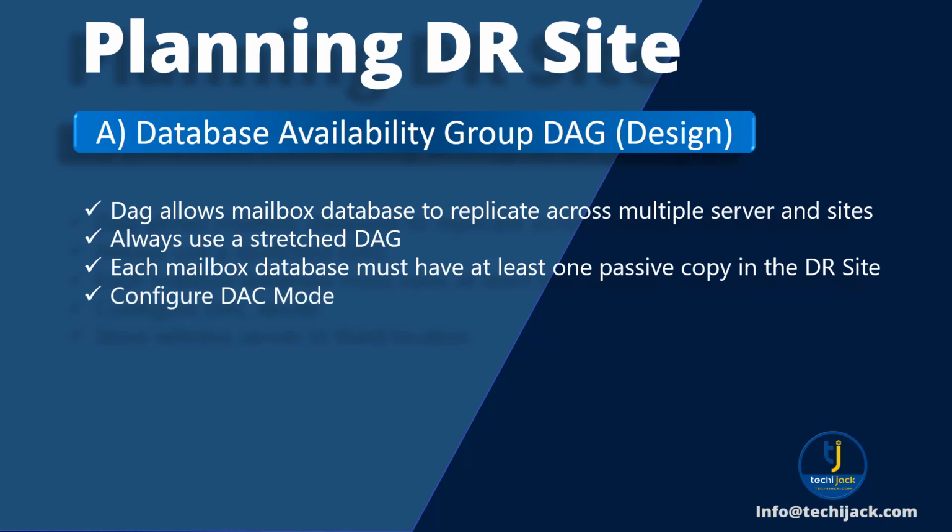And configure the DAG mode. It is very important if you are configuring the disaster recovery site. It prevents the database from mounting in both sites at the same time. You can say that it avoids split brain issues. Always store a witness server in a third location. You can use Azure or a file server outside of these sites. Think of a DAG like a safety net, and it keeps a synchronized copy of every mailbox database ready to activate when your main site fails.